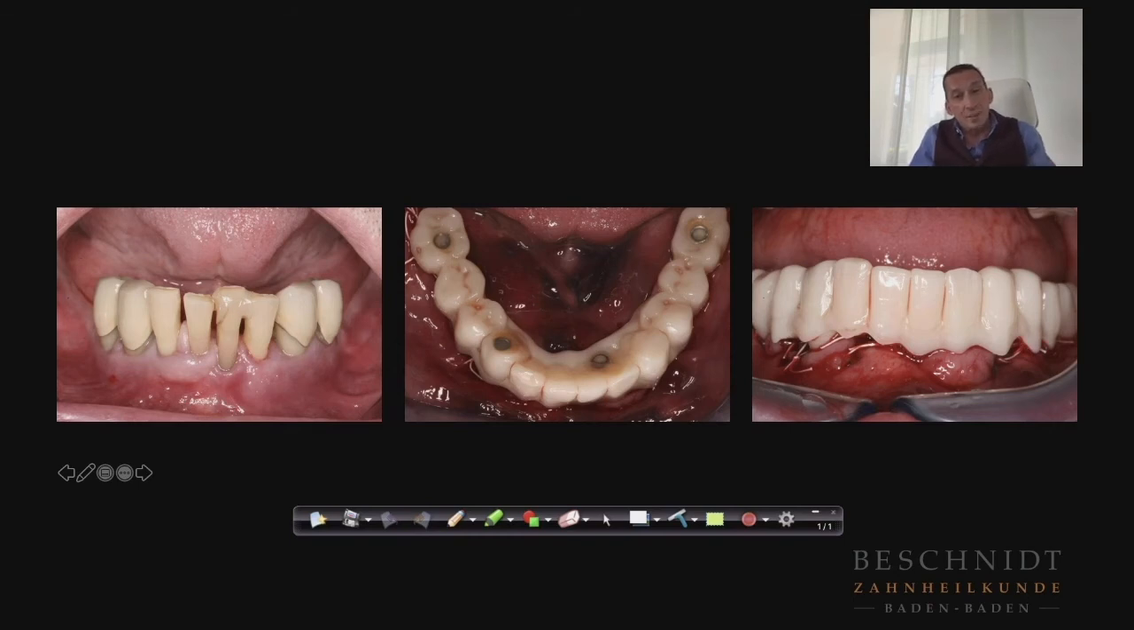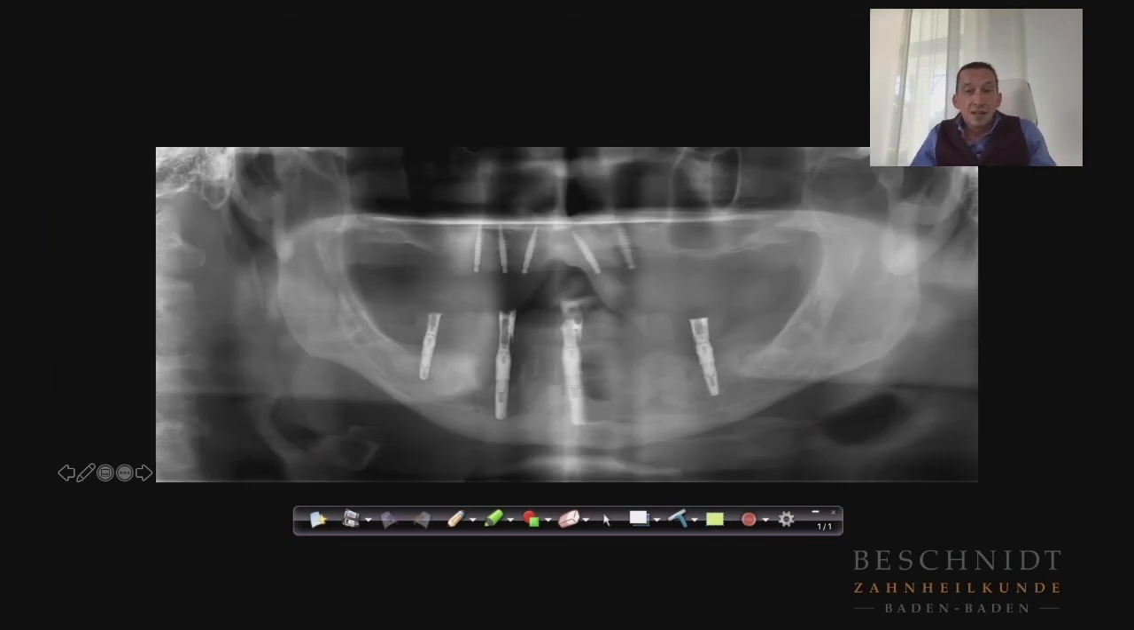This is how we ended up the same day. So the patient could get out with teeth again. Here you see the strategic implant placements.